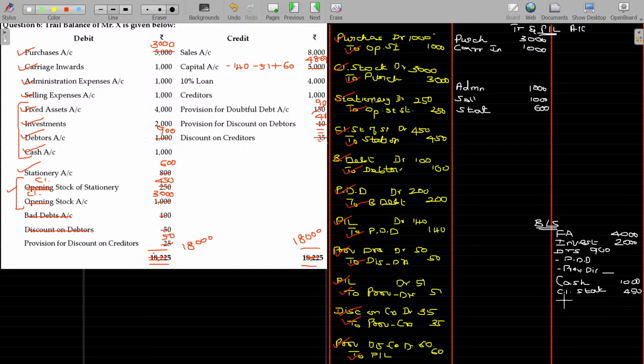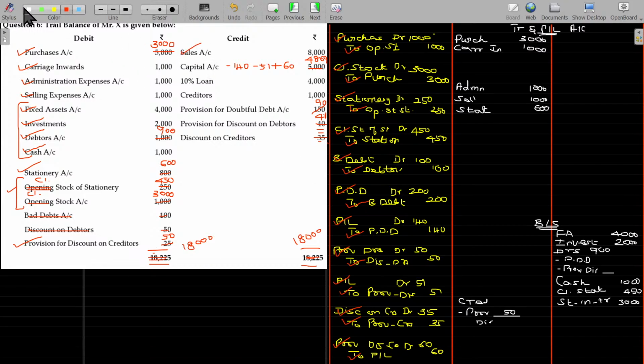And stock in trade, that closing stock of material meant for business is always named as stock in trade. The value being 3000. And provision for discount on creditors should be adjusted from the creditors. So from the creditors account we have to subtract the provision for discount on creditors, 50. Debit side over.